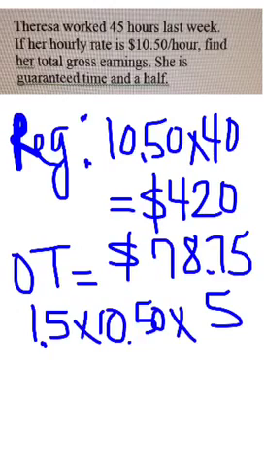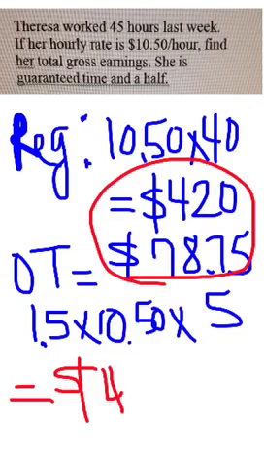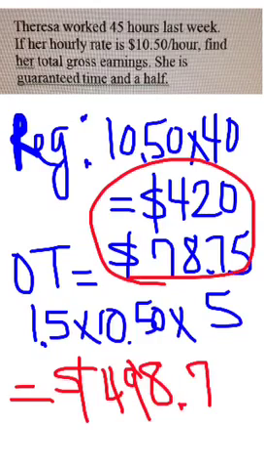Now to find the total gross pay or gross earnings, just add the regular plus the overtime. So that would give us $498.75. So that would be Teresa's gross pay or gross earnings for that week.